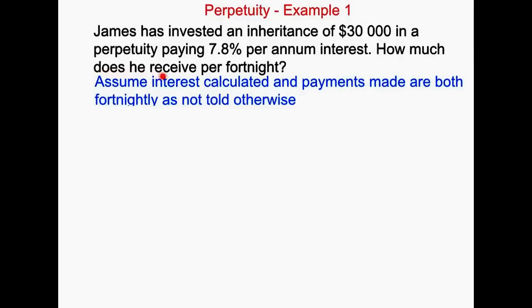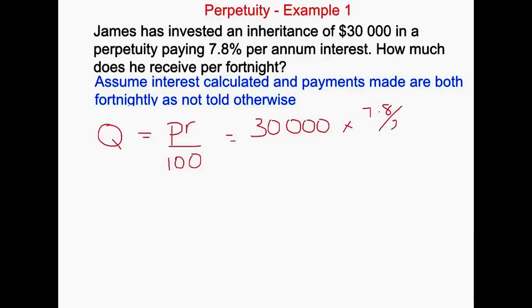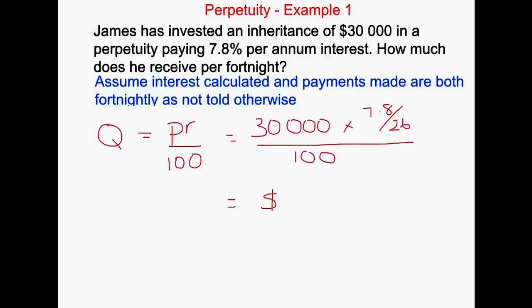We're trying to calculate how much he receives per fortnight, so the payment, which is Q. So Q equals PR over 100, where P is $30,000. And R, remember R is the interest rate per time period, so that's per fortnight, so it's 7.8 divided by 26, because there's 26 fortnights in a year, all over 100. So we can calculate that, which gives us $90.